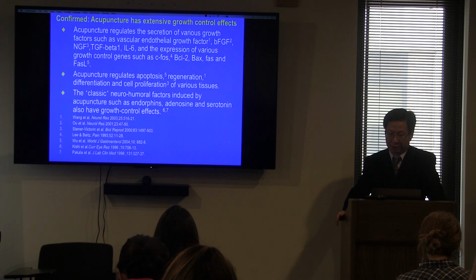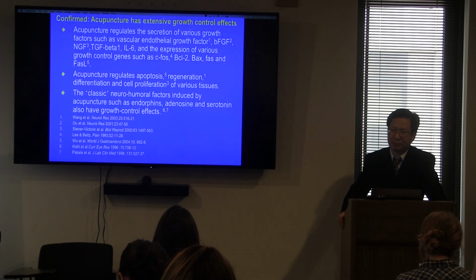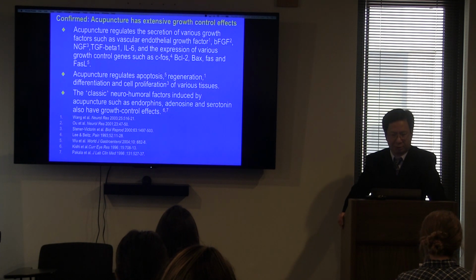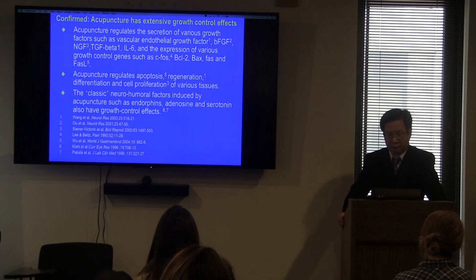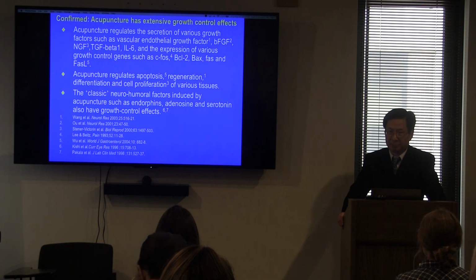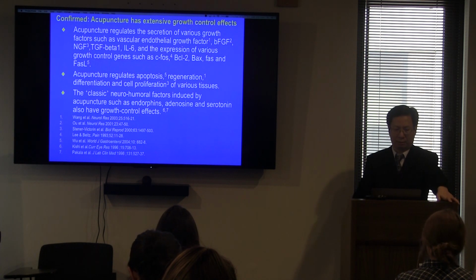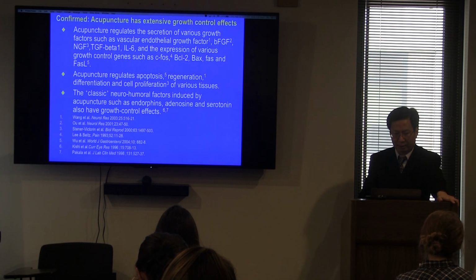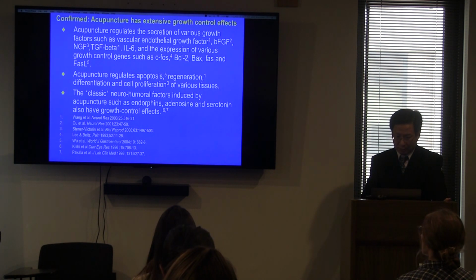The research has shown that acupuncture can regulate apoptosis, regeneration, differentiation, and cell proliferation of various tissues. And the classic neurohumoral factors induced by acupuncture, such as endorphins, adenosine, and serotonin, also have been shown to have growth control effects. For example, endorphin has been shown to stimulate epithelial cell growth, and serotonin has been shown to stimulate endothelial cell growth, and also can affect the platelet as well.